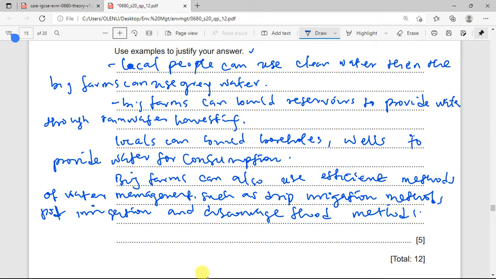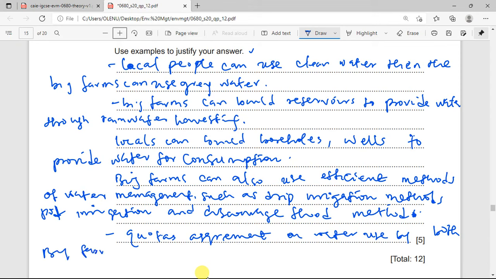So you can have agreement of quotas on water use by both big farms and the locals. That'll give you a full mark.